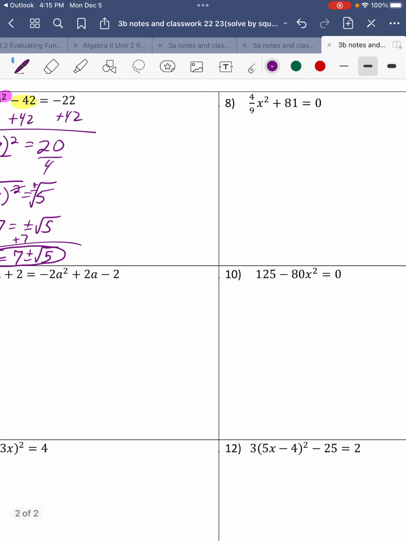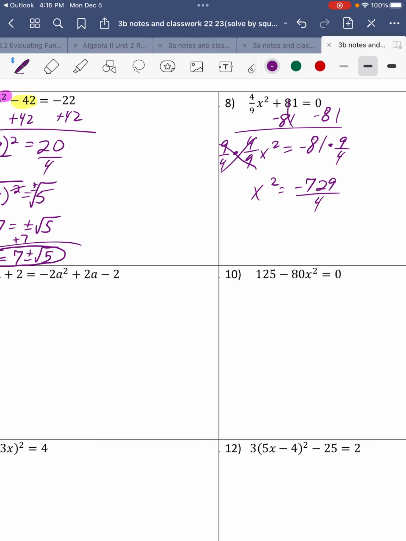All right, moving on. Number 8. No greatest common factor. We're going to subtract 81. You might think this is just like any other problem we've done. There's a little wrinkle. We're going to multiply by 9 over 4, multiply by the reciprocal. You have that fraction. That's going to be negative 729 over 4.